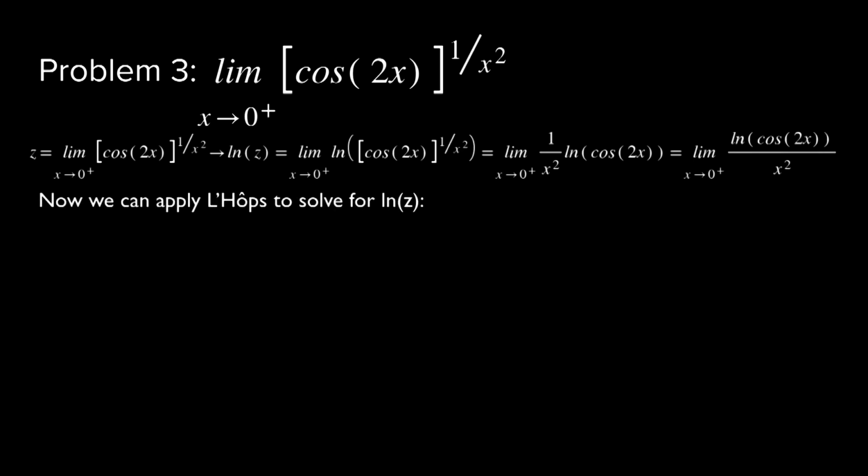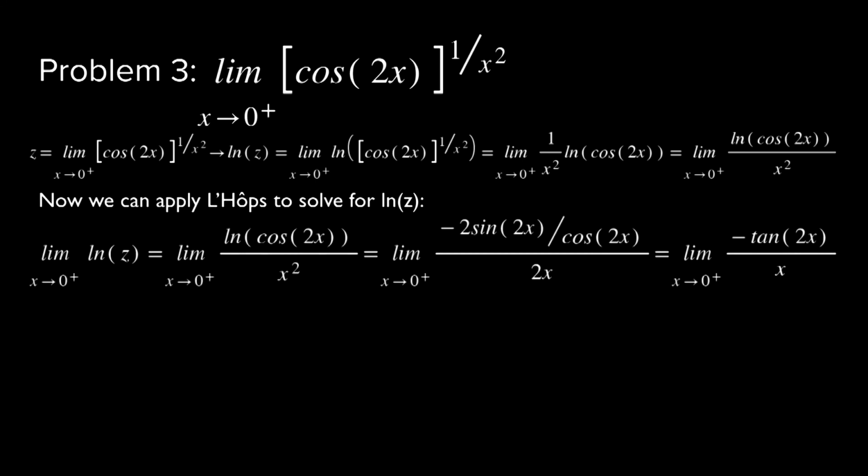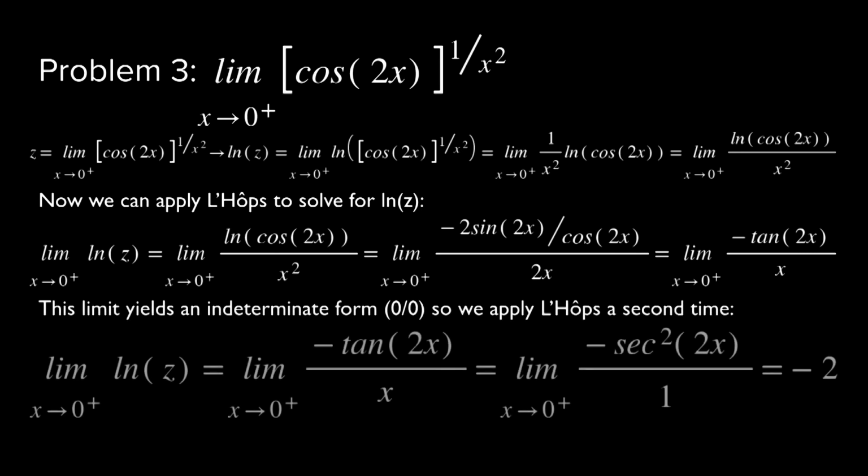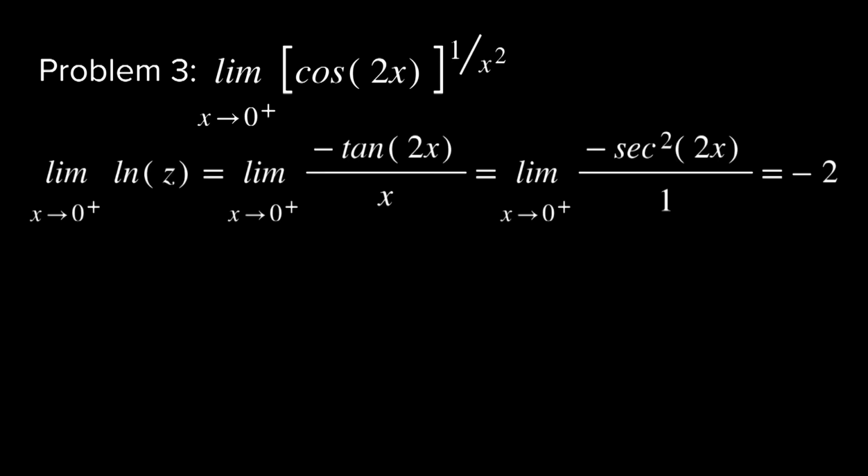So now we solve for ln of z, and we get that this is equal to negative 2 sine of 2x over cosine of 2x, all over 2x, by taking the derivative of top and bottom. And this simplifies to negative tangent of 2x over x. Now, plugging in x equals 0, we once again get 0 over 0, more indeterminate forms. We apply L'Hôpital's rule a second time, and we get this nice expression. This becomes negative secant squared of 2x over 1. Secant squared of 0 is 1, so this is going to be negative 2. And that's supposed to say negative 2 secant squared of 2x, sorry about that. But it becomes negative 2.